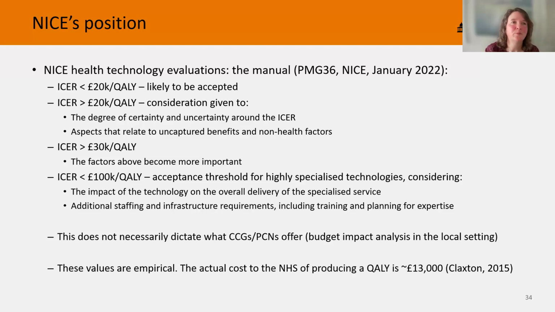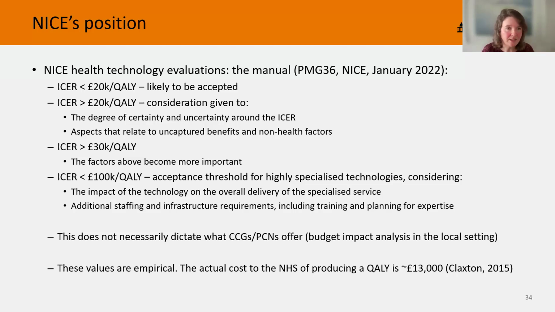So NICE's position. I've talked a lot about NICE. What do they think about things? They have thresholds. So the standard NICE threshold is £20,000 to £30,000 per QALY gained. If you're a company and you've submitted something to NICE and you want it to be approved, if your ICER is nice and low, i.e. the extra cost is quite low compared to the extra QALYs that you get, then it's fairly likely to be accepted. If it's a bit higher, so maybe it's over £20,000 per QALY, then NICE will look even more closely at the degree of uncertainty around your results.